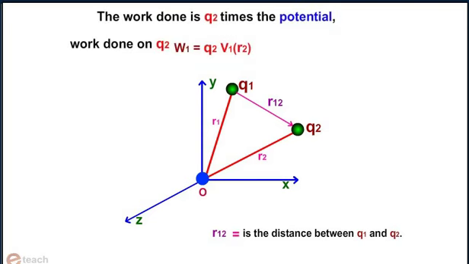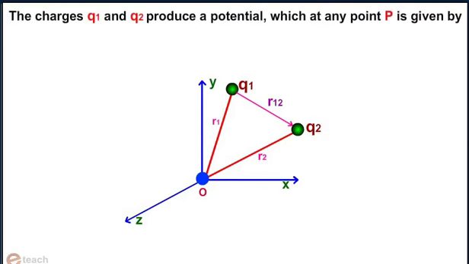The work done is q2 times the potential. Hence, the work done on q2 equals q2 into V1 at r2. This implies the work done equals 1 by 4 pi epsilon naught q1 q2 divided by r12. The charges q1 and q2 produce a potential which at any point P is given by 1 by 4 pi epsilon naught times q1 by r1p plus q2 by r2p.